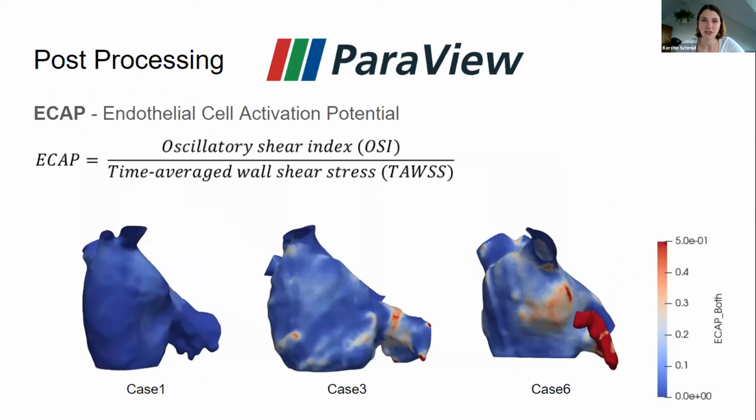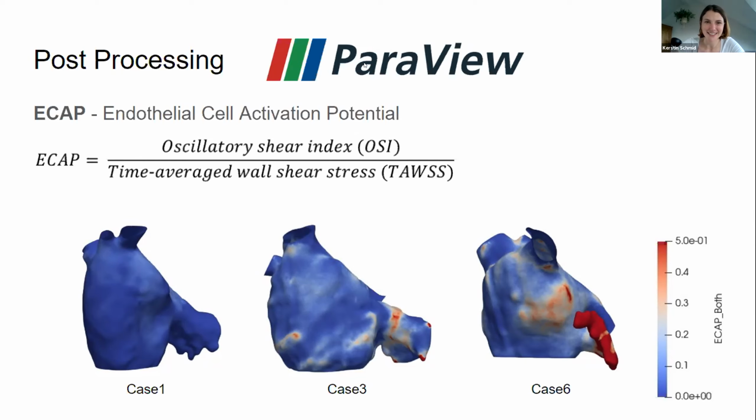If you would switch to the next slide, we wanted to explore our CFD simulation in regard to our initial question, whether it's possible to predict sites that are more prone to thrombus formation. For this purpose, we looked at the endothelial cell activation potential, or ECAP for short, which is a numerical indicator for thrombus formation.